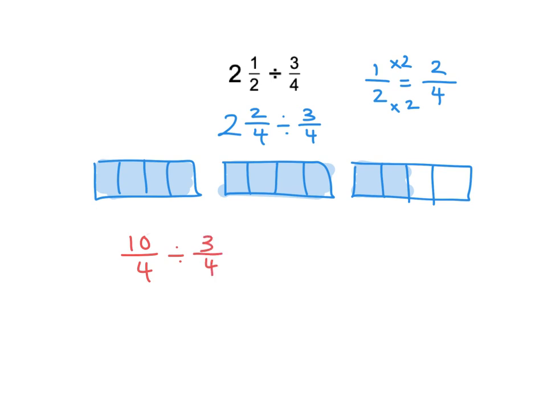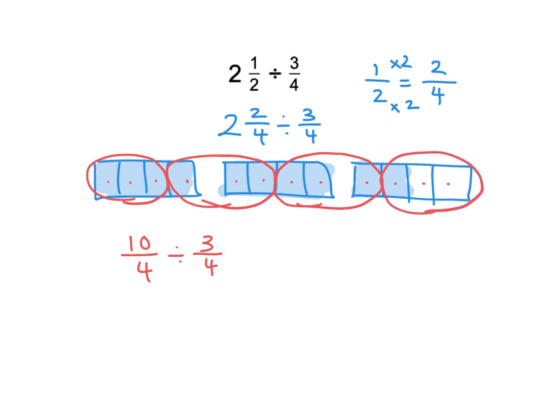So I'm going to count 1, 2, 3. That's a group. 1, 2, 3. That's a group. 1, 2, 3. That's a group. And that's a group. So you can see that in my circles, I have 3 complete groups.